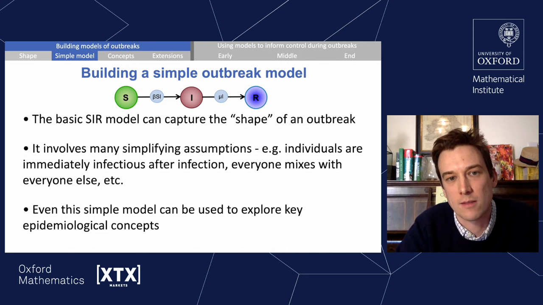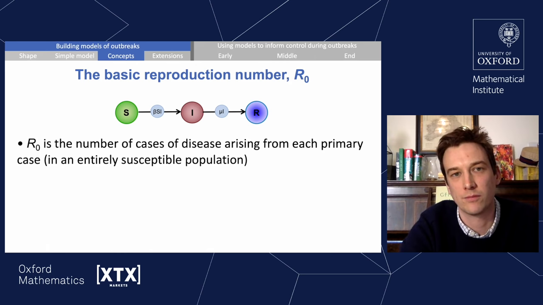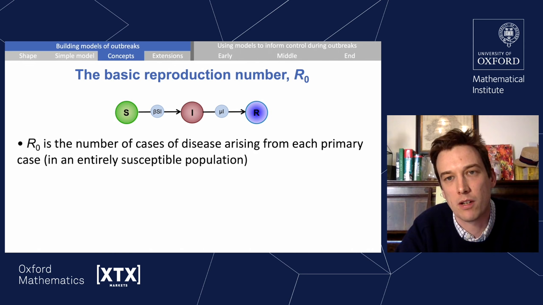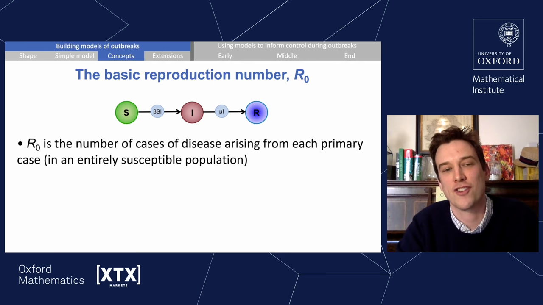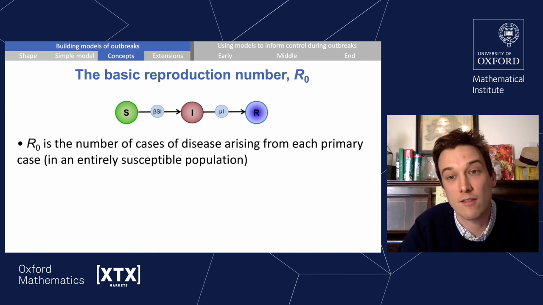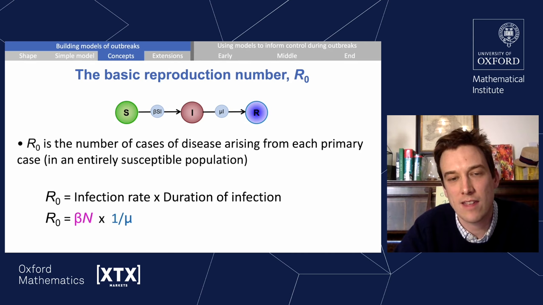Even this simple SIR model can be used to explore different epidemiological concepts, and that's what I'm going to do now. The first concept I'm going to talk about is the basic reproduction number, or R0. This is a quantity that policymakers have been talking about a lot during the ongoing COVID-19 outbreak. So what is the reproduction number, R0? R0 is the number of cases of disease arising from each primary case. In other words, if I contract an infection, it's a measure of the number of people that I'm likely to go on and infect. You can calculate R0 by simply taking the infection rate and multiplying it by how long an infected individual is infectious for. That's how you go about calculating the basic reproduction number.